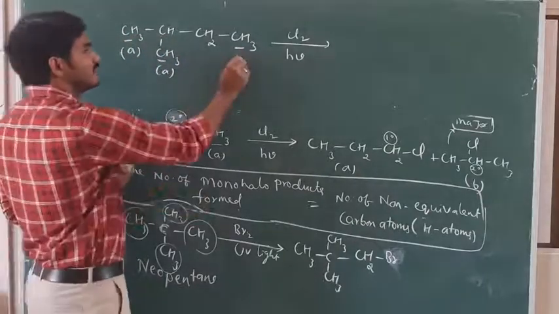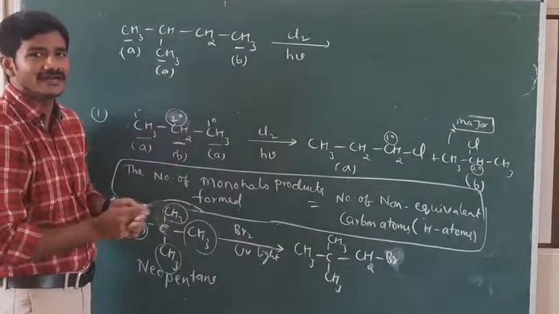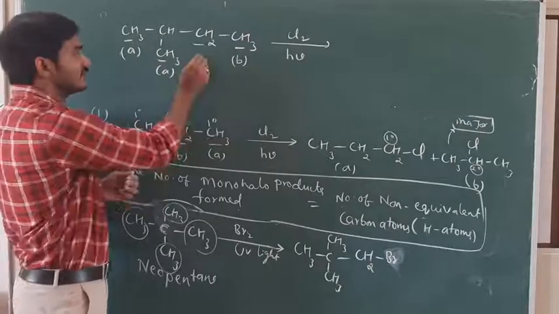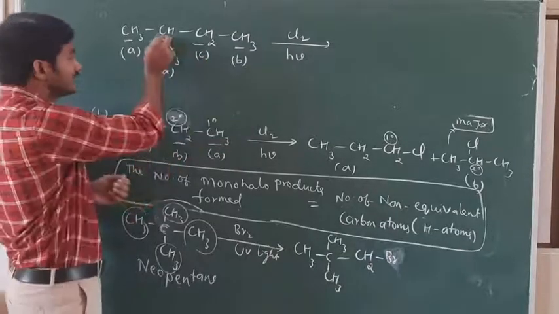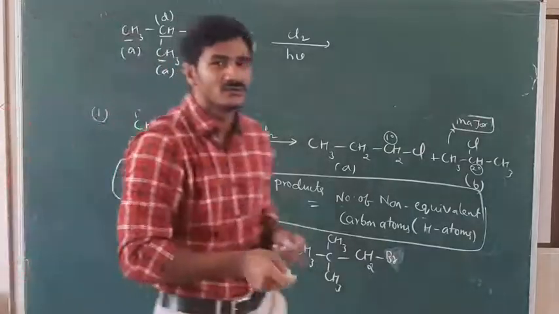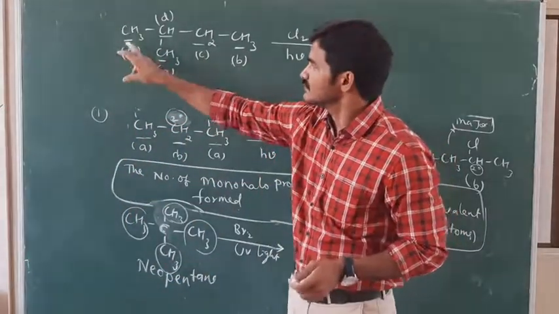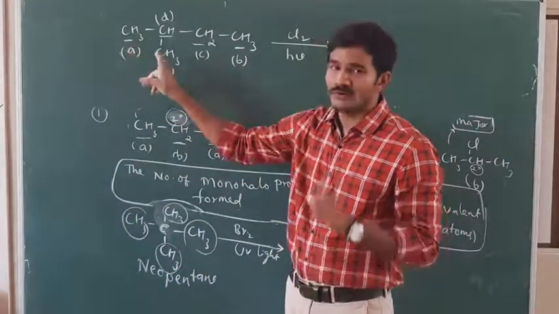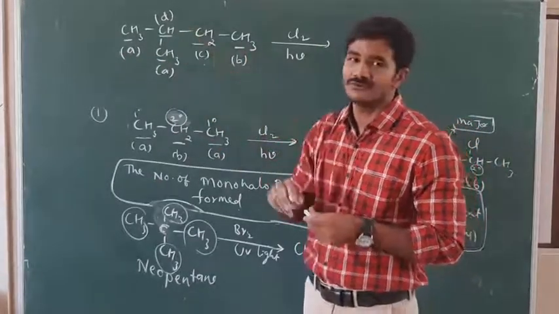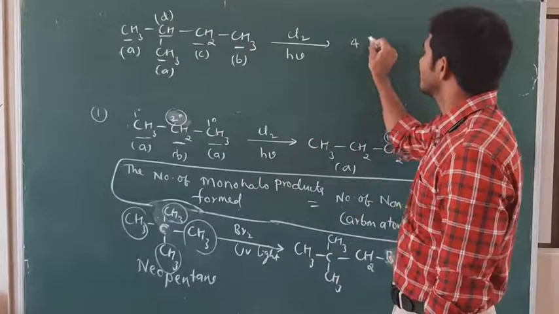So this is a different, non-equivalent carbon. And this CH2 group itself is different, and the CH group itself is different, D. Then how many products do we get here? Four. If we substitute one hydrogen at A, we get one product, at B one product, at C one product, at D one product. So in total, 4 products are formed.